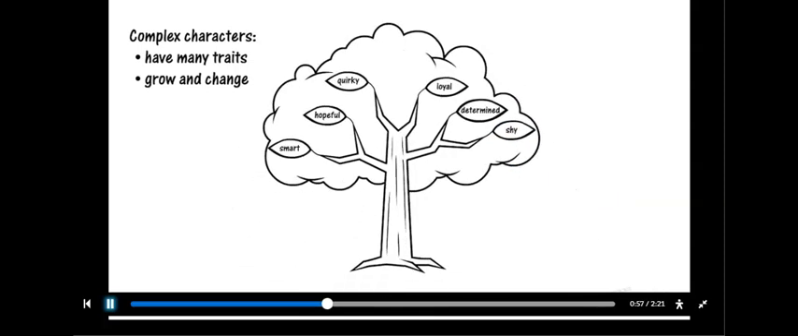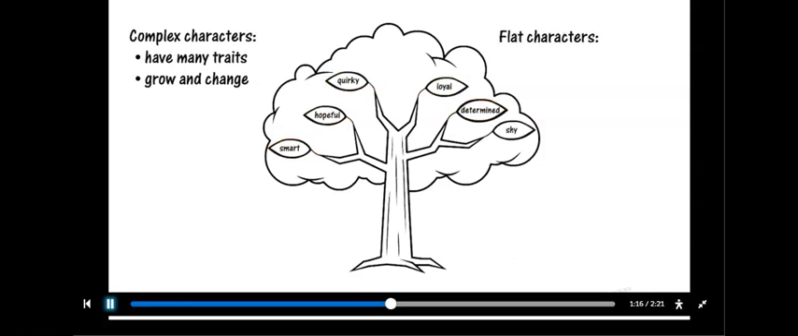Complex characters' traits can change, like a tree going from spring to fall. A character can even lose a trait, like changing from being shy to being confident. In other words, the character has turned over a new leaf.